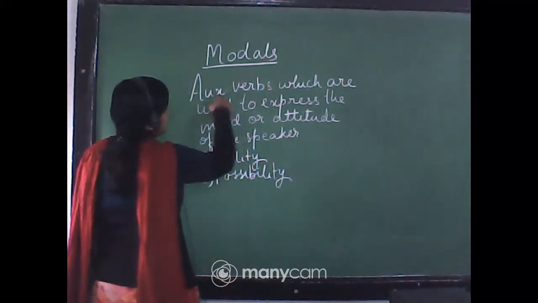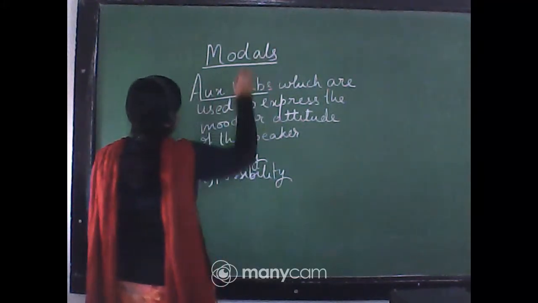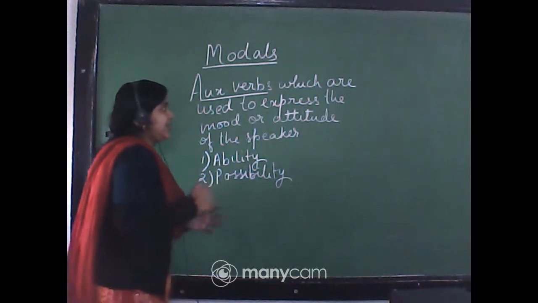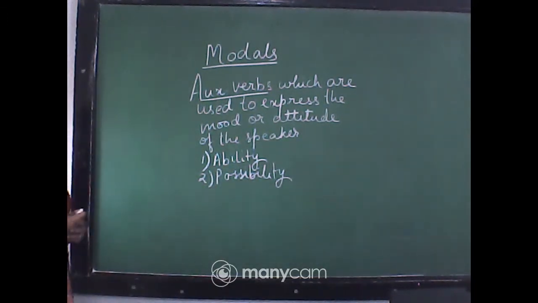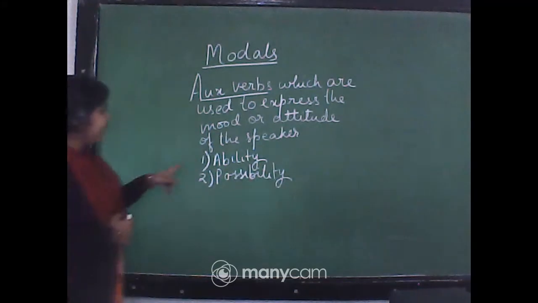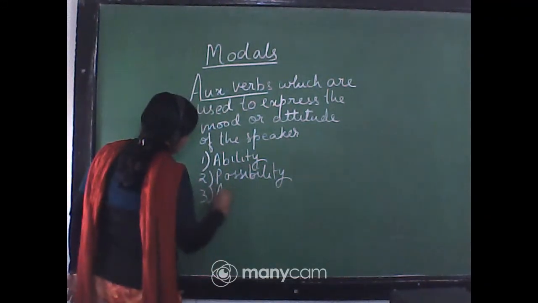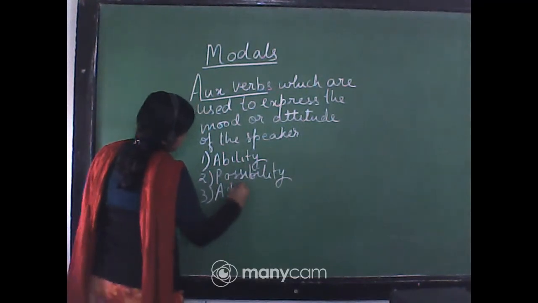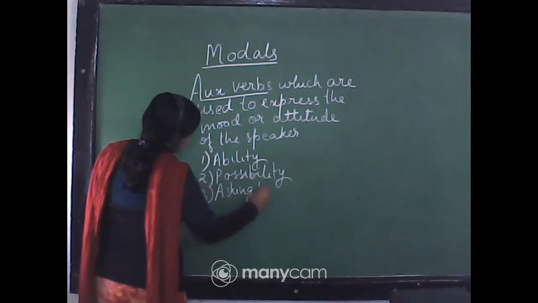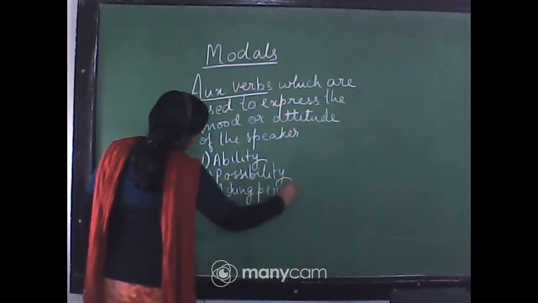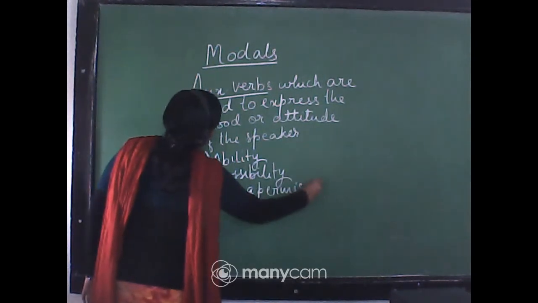So modals are auxiliary verbs. Modals are also called modal auxiliaries. They are auxiliary verbs which are used to express the mood or attitude of the speaker. They are used with the main verb to convey a lot of different things like ability, possibility, asking permission for something, advice, giving advice.